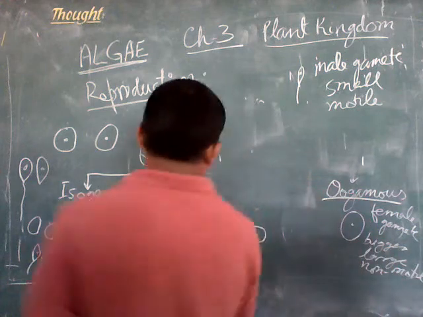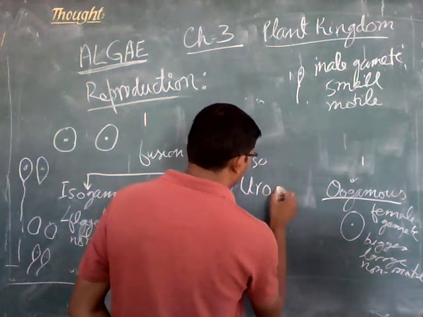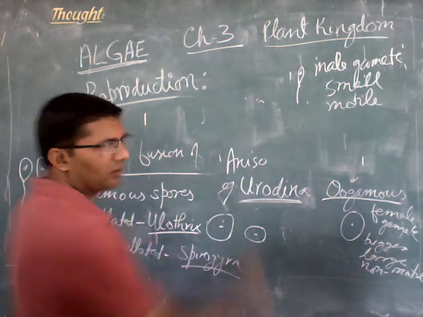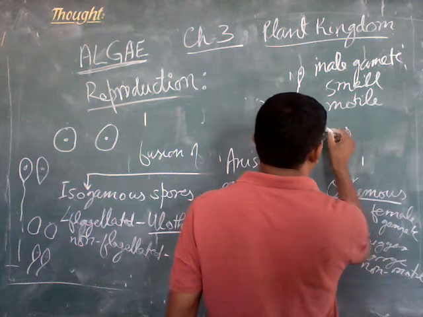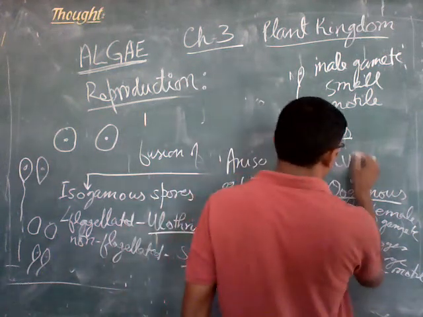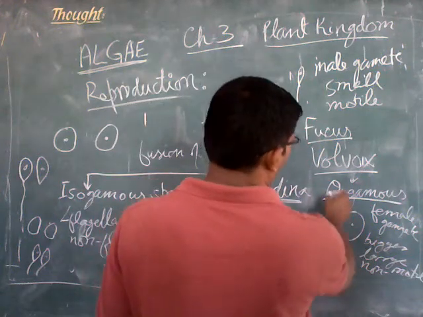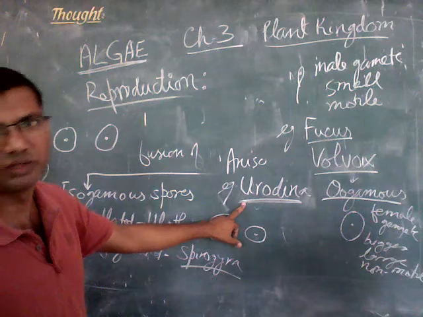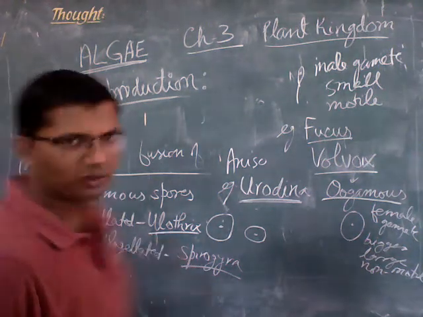Then for anisogamous, the example you can write is Eudorina. Eudorina is an alga which shows the anisogamous kind of spore in sexual reproduction. For oogamous reproduction, you have Fucus, and you also have Volvox. This figure is given in your textbook. So Fucus and Volvox do sexual reproduction by means of oogamous reproduction. Eudorina does sexual reproduction by means of anisogamous formation, and Ulothrix and Spirogyra do sexual reproduction by means of isogamous formation.